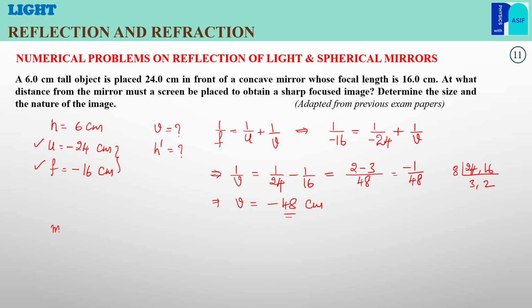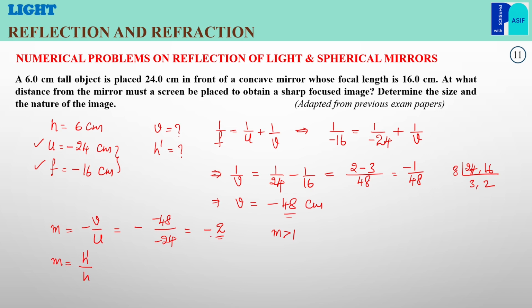The next one is, we use the formula for magnification, that is m is equal to minus v by u, and that is equal to minus v, that is minus 48, divided by u, that is minus 24, and that is equal to how much? Minus 2. The size of the image is bigger than that of the object because the m value is greater than 1. And we also have the formula for magnification, that is m is equal to h dash by h.